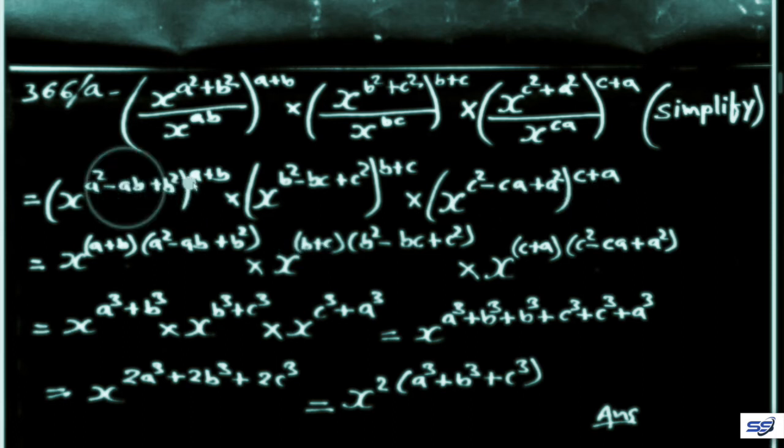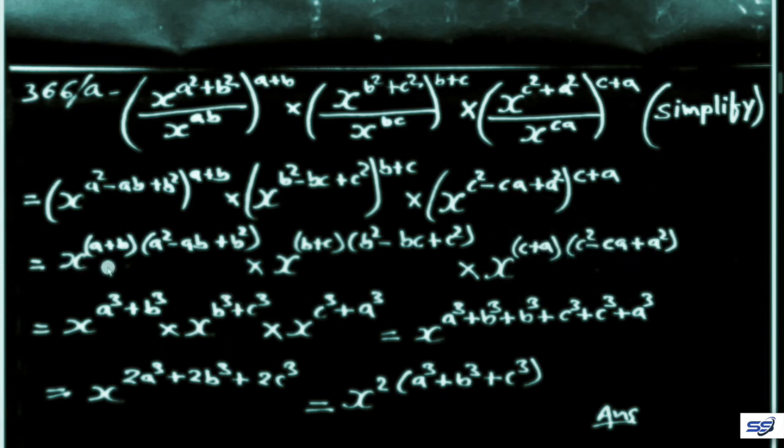Now this power and this power shall be multiplied. Here x power a plus b, this one power, and here we did before, x power a square minus ab plus b square comes here. Now this fourth power is multiplied. Here also the same thing, b plus c comes before, and this power is also placed: b square minus bc plus c square. x power c plus a, this power one c plus a, and this power also here: c square minus ca plus a square.